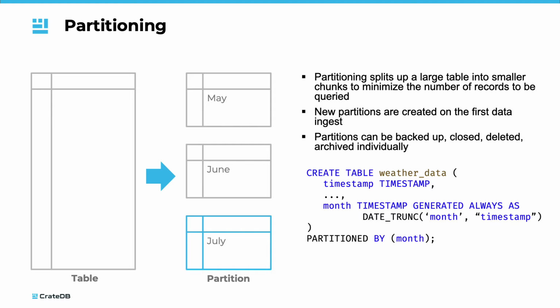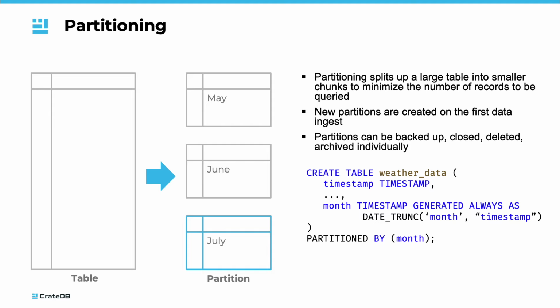New partitions are automatically created on the first data ingest that falls into a new partition interval. You do not need to manually manage the creation of partitions as your data grows. Instead, CrateDB handles this for you, creating new partitions whenever they are needed based on the partitioning strategy you have defined.